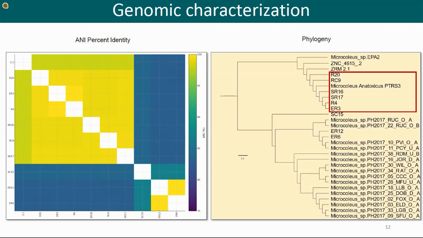And if we look into this cluster, the toxin cluster, we see that all of our genomes were closely placed together with Microcoleus anatoxicus. That means that it is the same species which is proliferating or which we isolated from different regions. Now, to confirm these results, we also looked into the ANI percent identity, basically average nucleotide identity, which tells us how similar these species are.